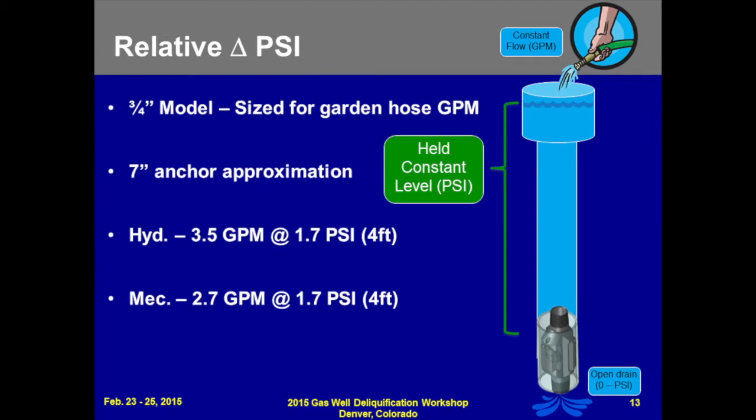We chose 3/4 inch models because that was the optimal size for the flow rate of a garden hose. We then placed the anchor model at the bottom of a long tube and proceeded to fill that tube from the top with water. We then adjusted the flow rate to maintain a constant 4 feet of water in that tube above each of the different anchors.